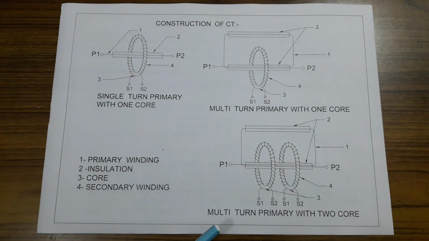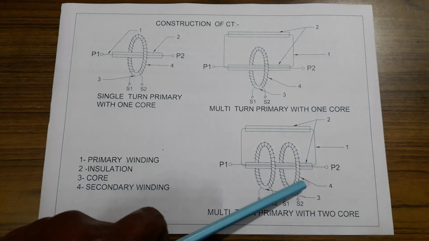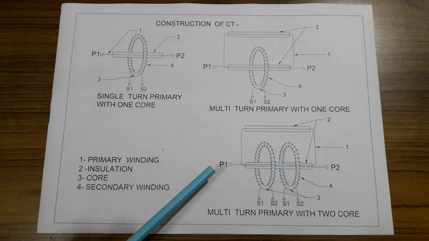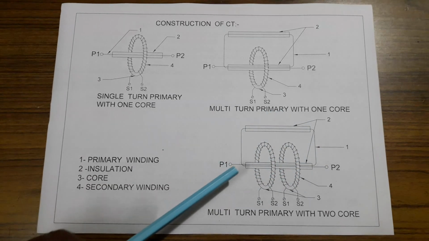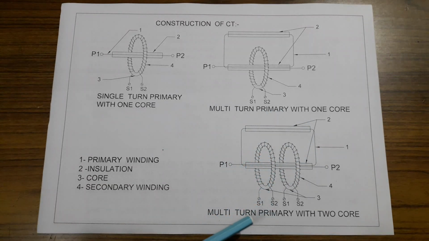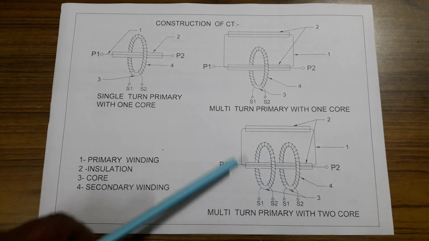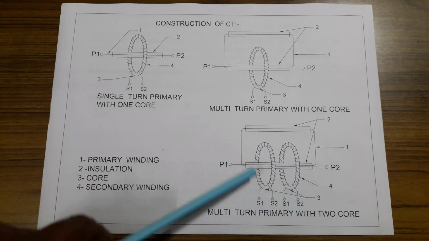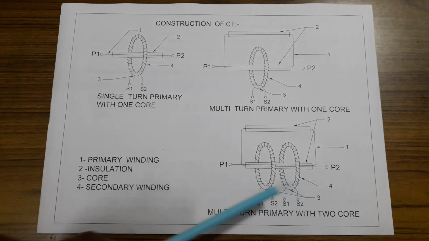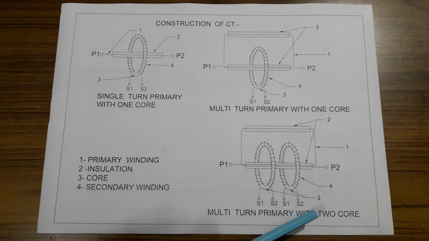And here is the multi-turn primary with two cores. This is core 1 and this is core 2. This is the primary multi-turn and here are two secondaries, two cores, core 1, core 2. S1, S2 is the secondary. Okay, next.